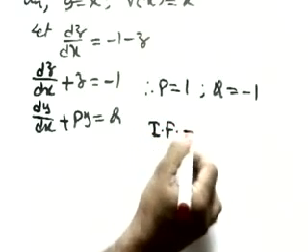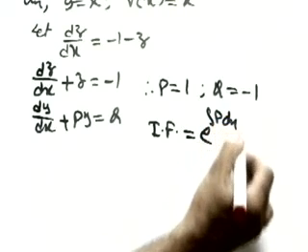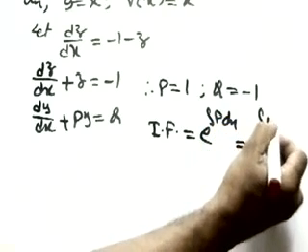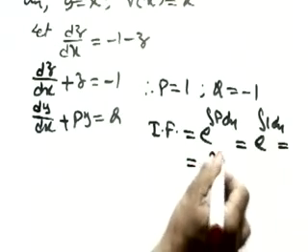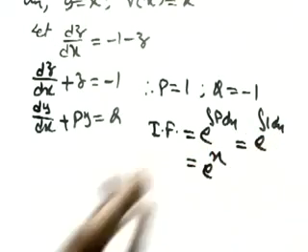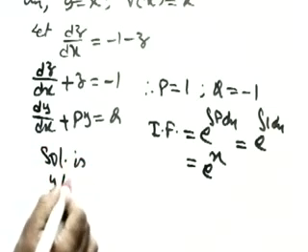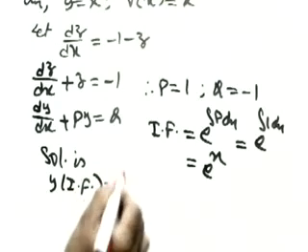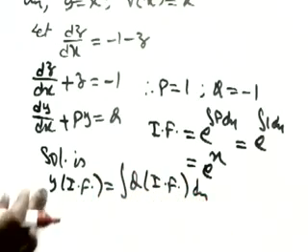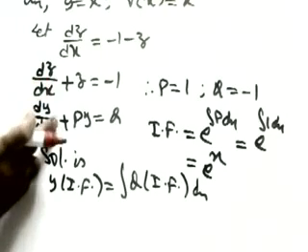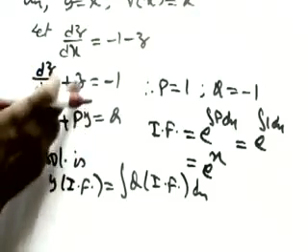Okay. Now what is the first step? Integrating factor. So integrating factor will be e to the power of integration p dx. E to the power of integration p is 1 dx. So integrating factor will be e power x. Integration of 1 will be x. So we got the integrating factor. Now the solution for this is y into integrating factor equals to integration of q into integrating factor dx. But in place of y, you see here we are having z here.